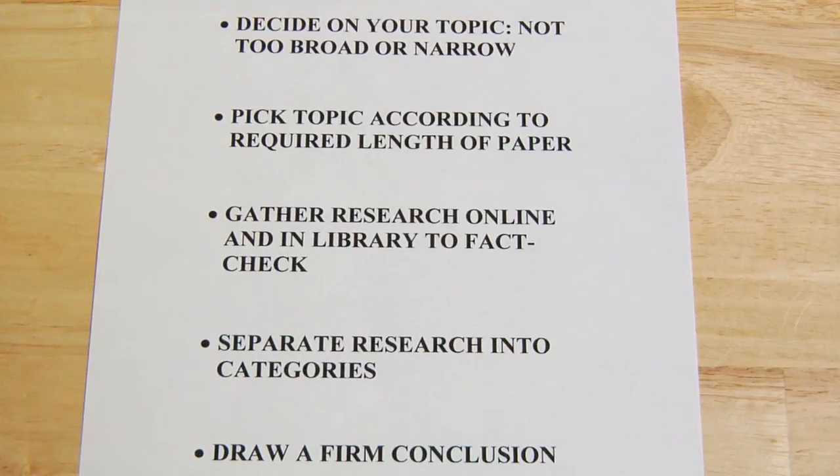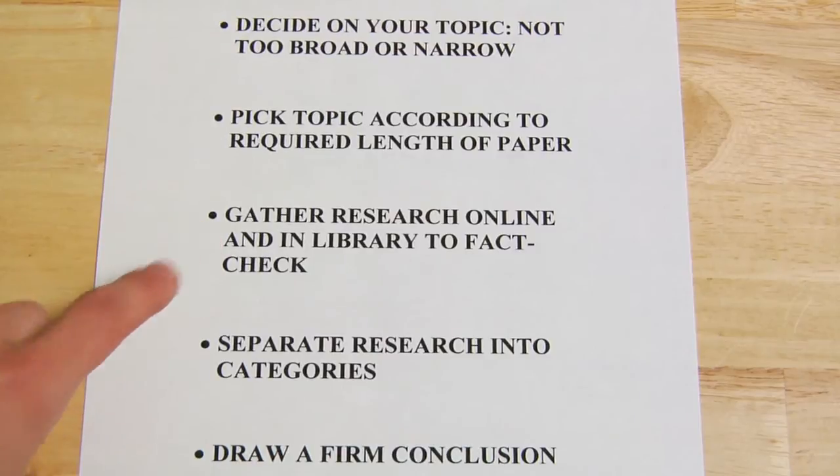Next, you're going to want to start gathering your research. Do this as early as possible, because if it's a research paper, you're going to need to have that stuff to back up your opinions. If it's just an opinion paper that doesn't need any research, then you're not going to need to do anything like this. But if it's a research paper, start doing your research immediately.